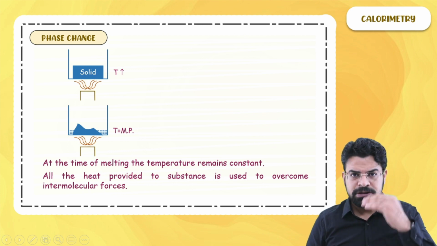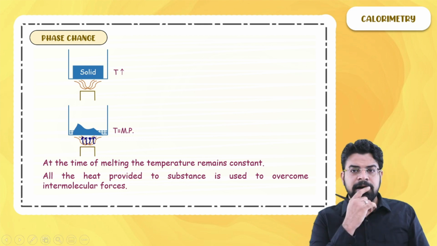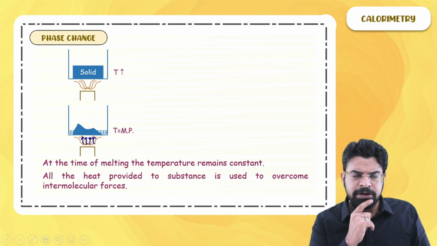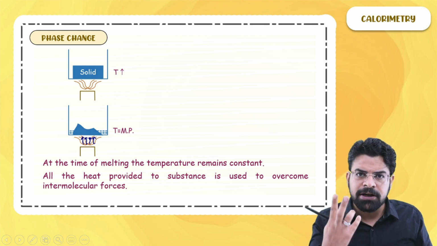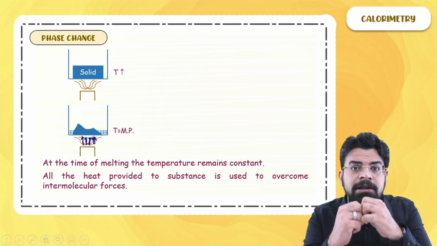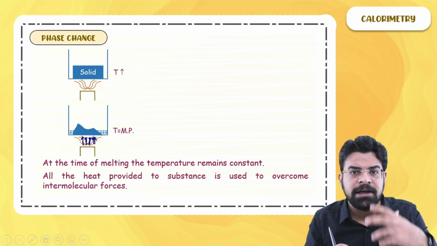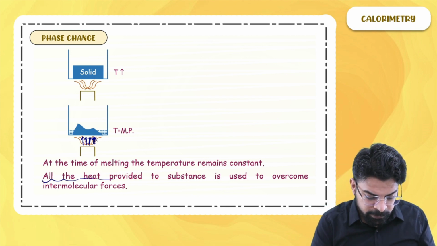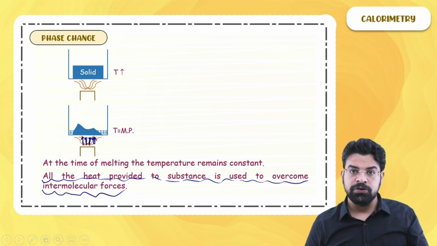So this is a constantly asked question. Okay, sir, once the substance starts to melt, then on further providing heat, the temperature does not increase. Yes. If the temperature does not increase, where is the energy going? The further energy you provide is utilized to break the bonds of the molecules in the solid, and the solid starts converting into liquid. So all the heat provided to the substance is used to overcome intermolecular forces.